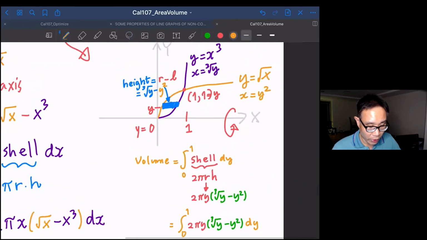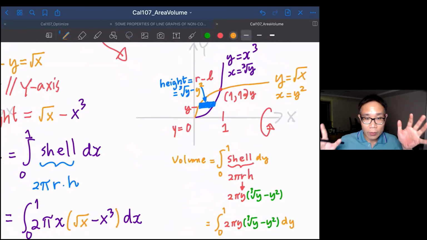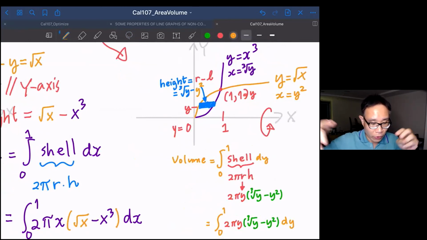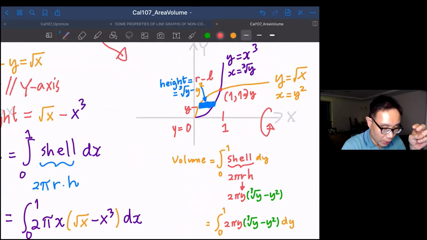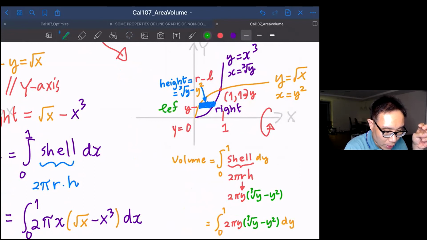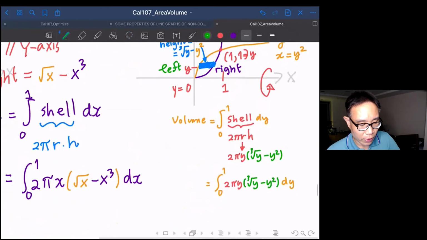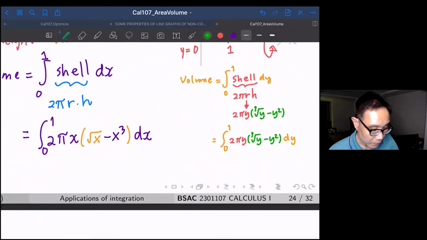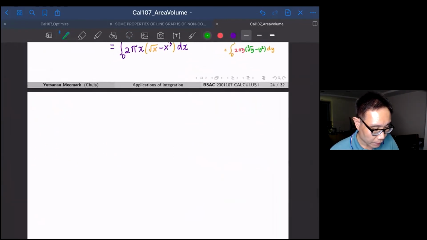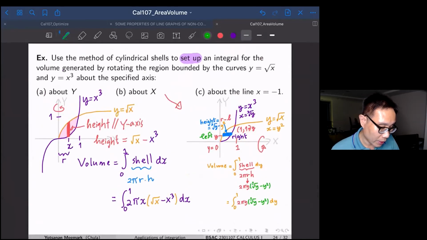Okay, so you understand. The picture first, and then you know your right. So this one is your right, and this guy will be your left. Okay, so you have right subtract left, and this is your final answer.